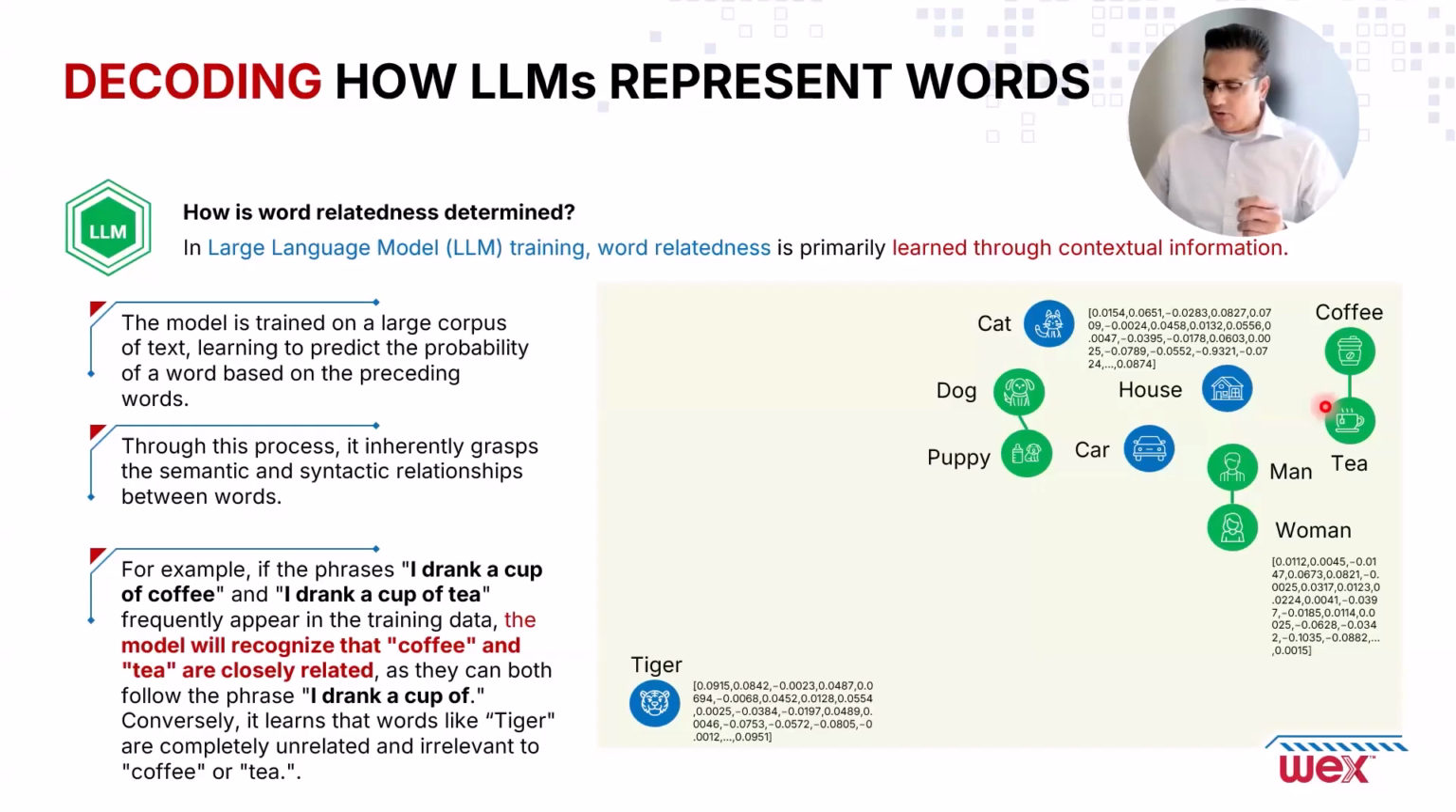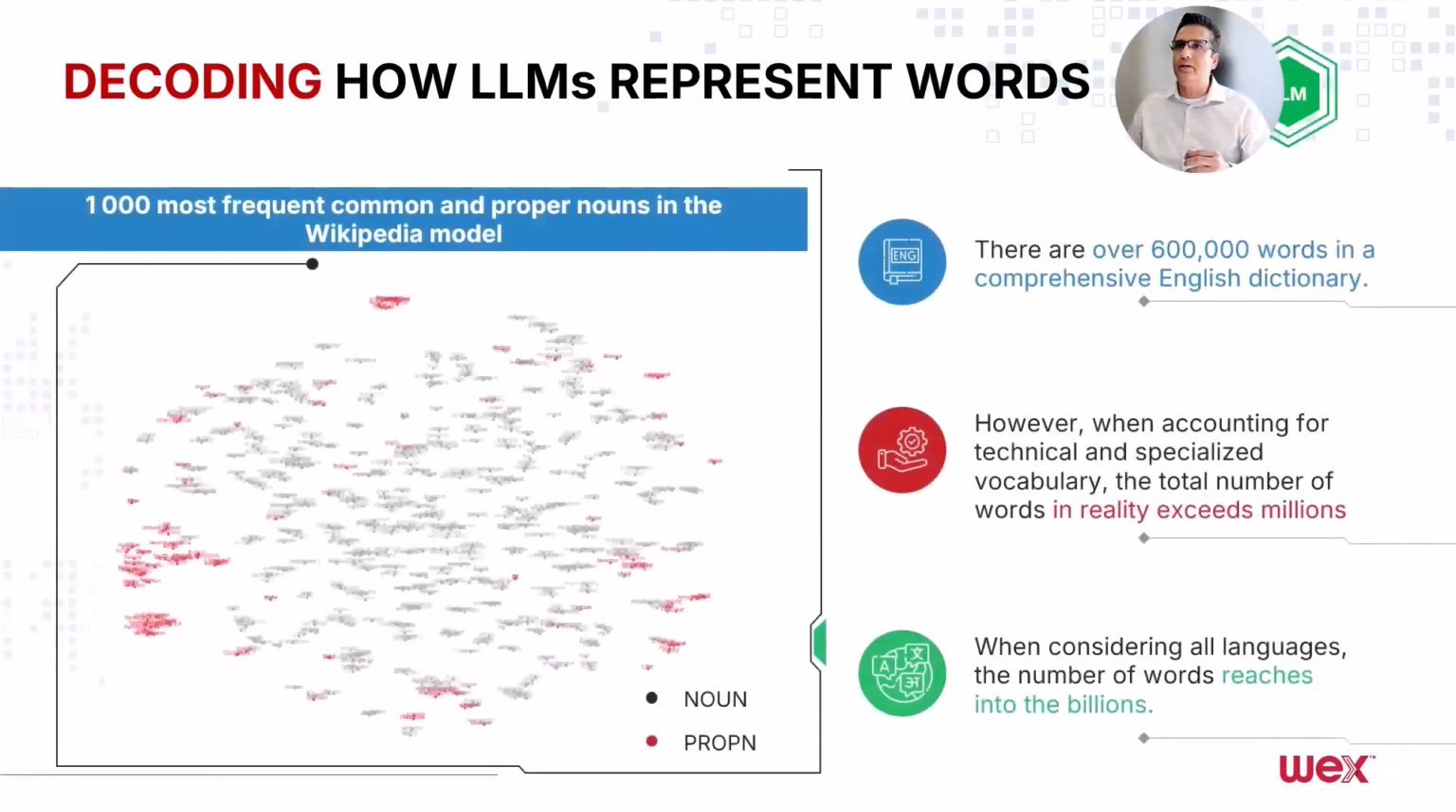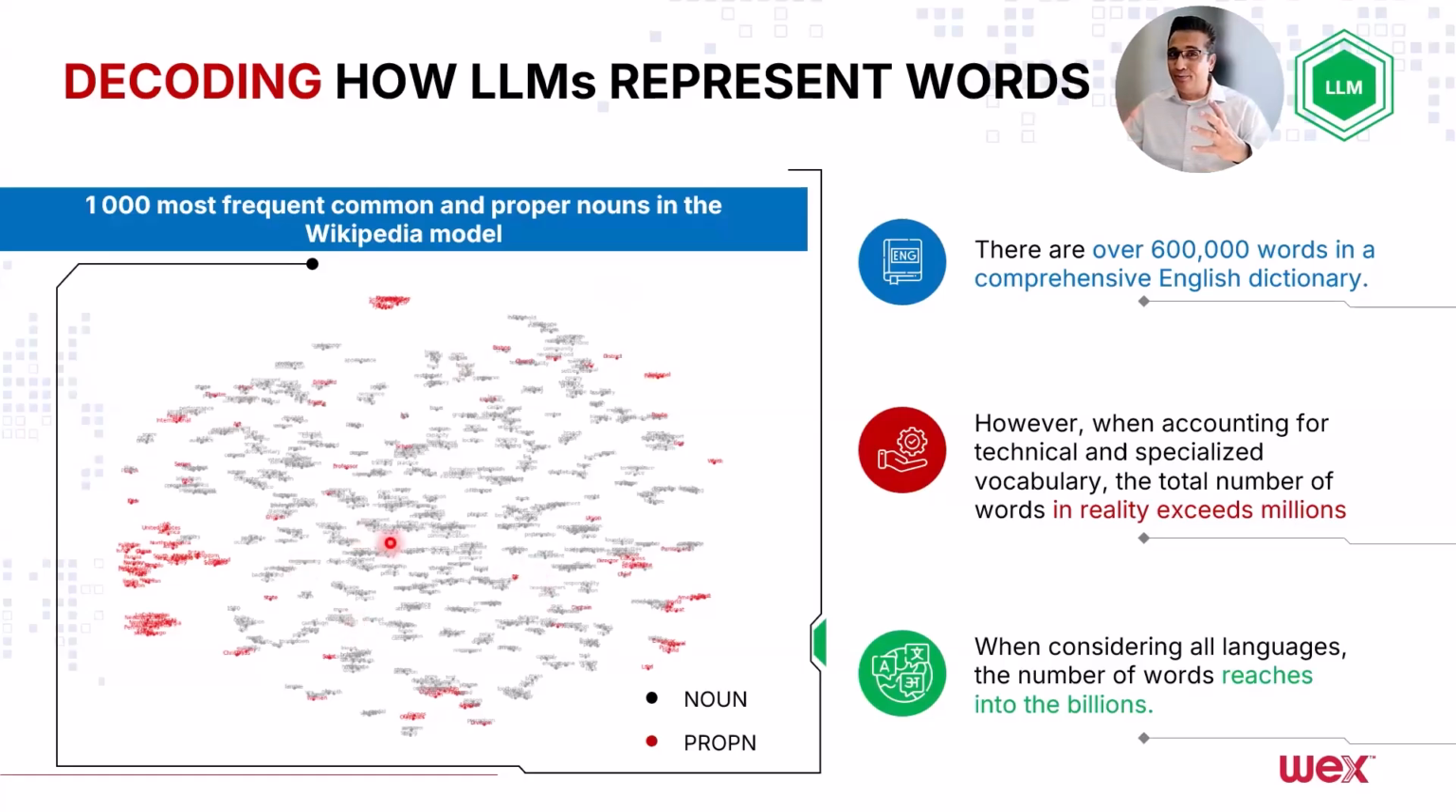Now, just to show you how this map could look like, the map that you see here is of the 1,000 most frequent common proper nouns in the Wikipedia model. So these are only 1,000 words, and it already looks pretty complex. But if you think about the words, there are over 600,000 different words in a comprehensive English dictionary. But that's just the English dictionary.